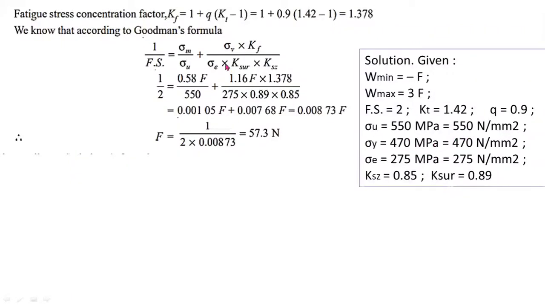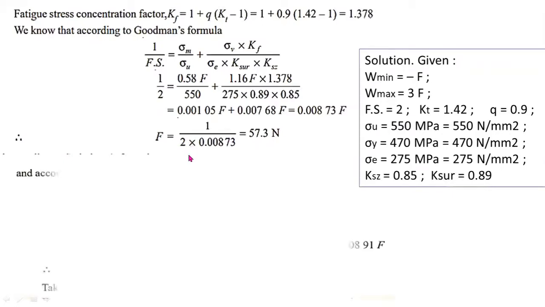Substitute these values in this equation, and finally you can get the value of the maximum force. F equal to 57.3 newtons. This is the load acting on the cantilever beam.